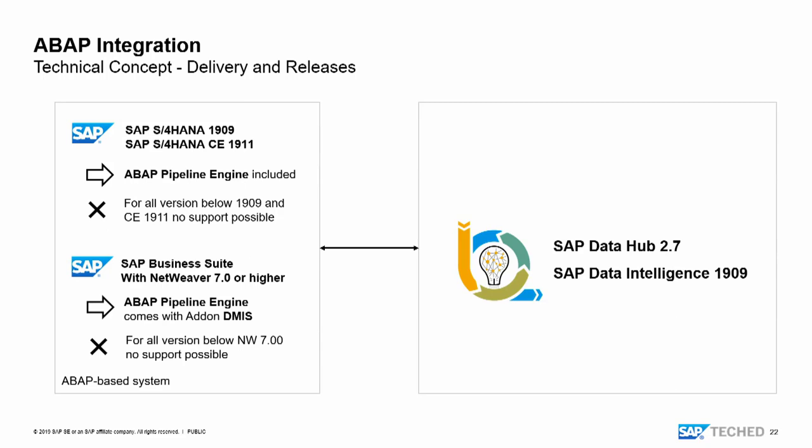Below 1909, so in 1809, that is not available. While on Business Suite environment, and it is part of the code line of S4HANA, so no need to apply any additional add-on or whatsoever.